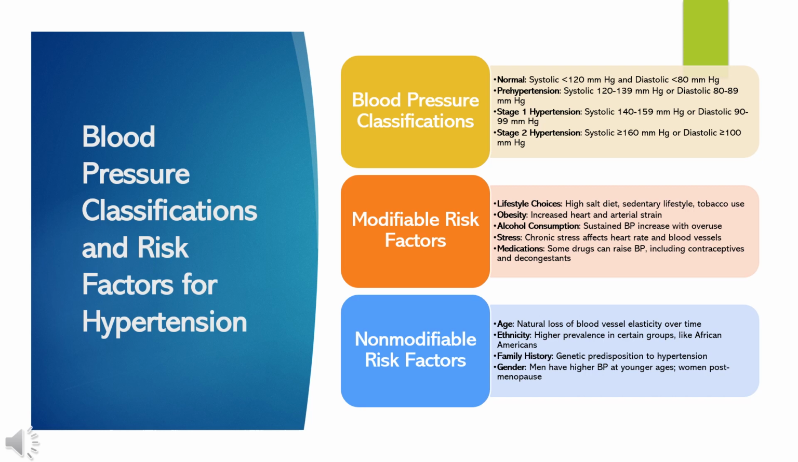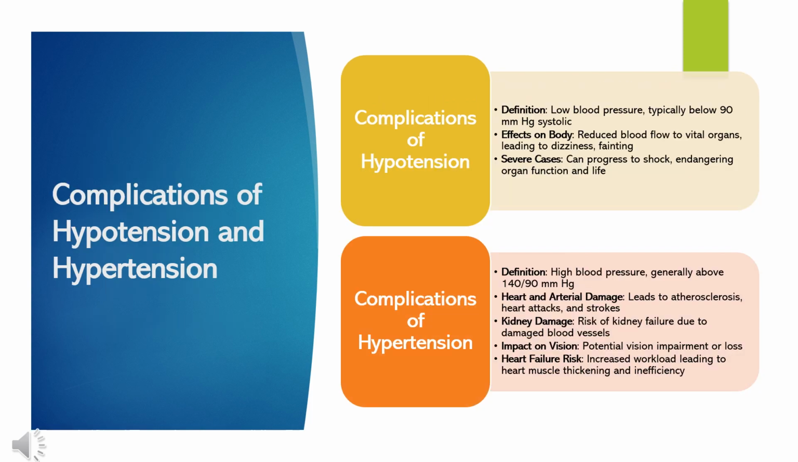Understanding that there are things we can change and things we can't change helps us to have early detection and effective management of hypertension. Lifestyle modifications for those things we can change can significantly reduce the risk and the impact of high blood pressure. Finally, let's look at the complexities of hypotension and hypertension. We're going to focus on potential complications and try to understand the underlying physiological mechanisms.